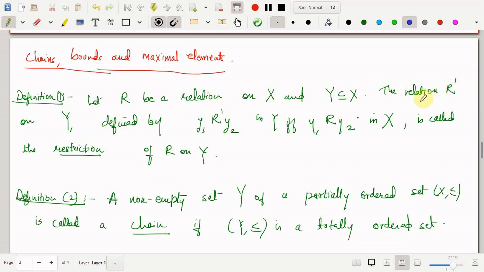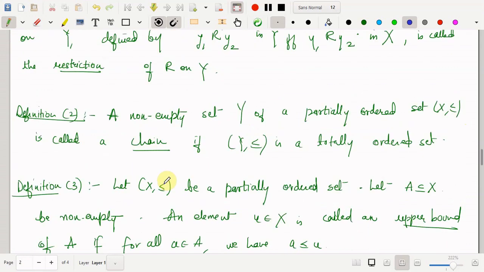The relation R' on Y is defined by the following. See, Y is a subset of X, so the same relation we can define on Y. The same relation is considered a new relation as the set is changed. So this relation is called the restriction of R on Y. So y1 is related to y2 through R' in Y if and only if y1 is related to y2 through R in X, and this is called the restriction of R on Y.